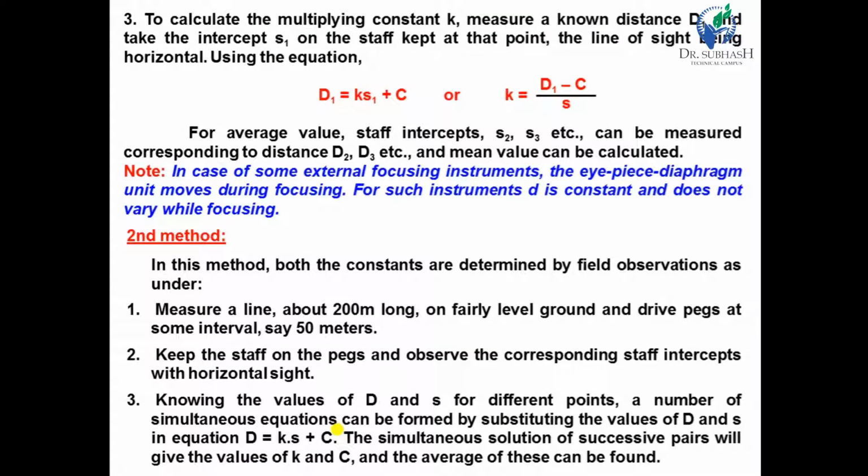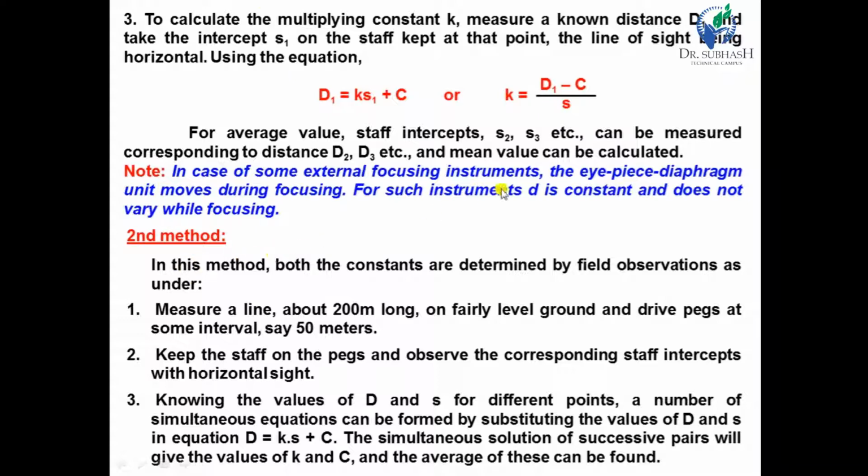To calculate the multiplying constant K, measure a known distance D1, take an intercept S1, and put those values into our distance formula of tachometry, D is equal to Ks plus C. We have C, D1 and S1 available, so we can separate the term K and get its value.